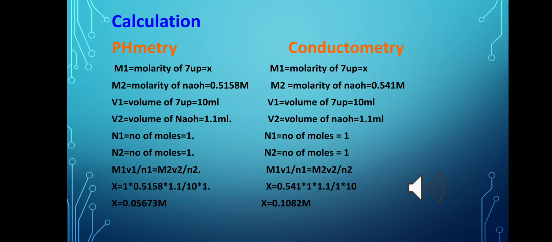M1 is equal to the molarity of 7-Up, let it be X. M2, the molarity of NaOH, is equal to 0.541 molar. V1, the volume of 7-Up, is equal to 10 ml. V2, the volume of NaOH, is equal to 1.1 ml. N1, the number of moles of 7-Up, is equal to 1. N2, the number of moles of NaOH, is equal to 1. By using the formula M1 V1 by N1 equal to M2 V2 by N2, we get the molarity of 7-Up as 0.1082 molar.